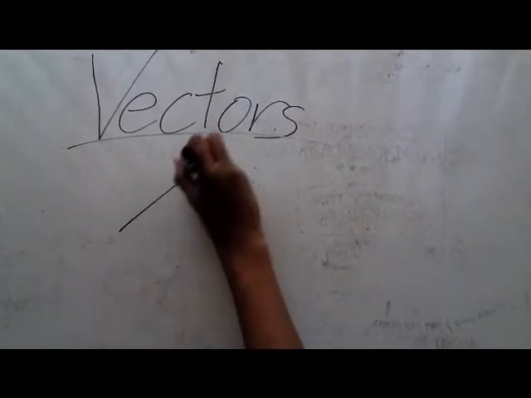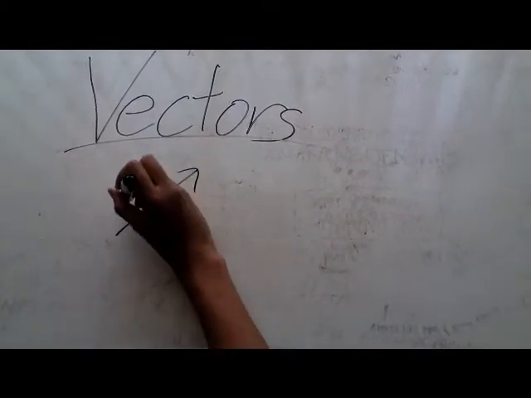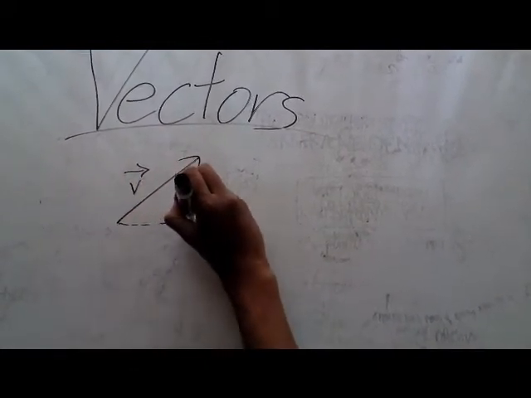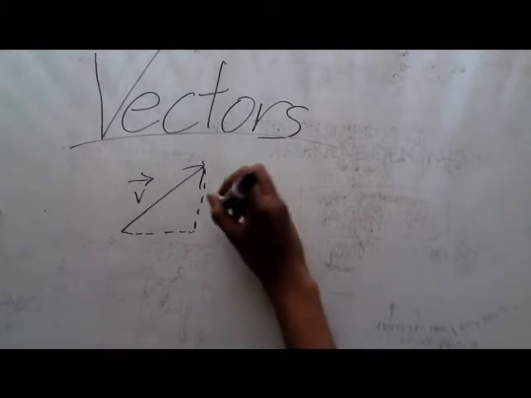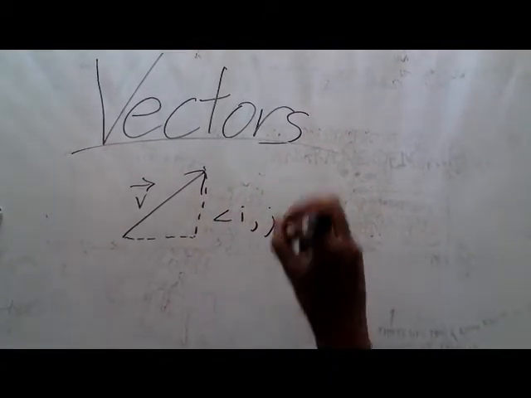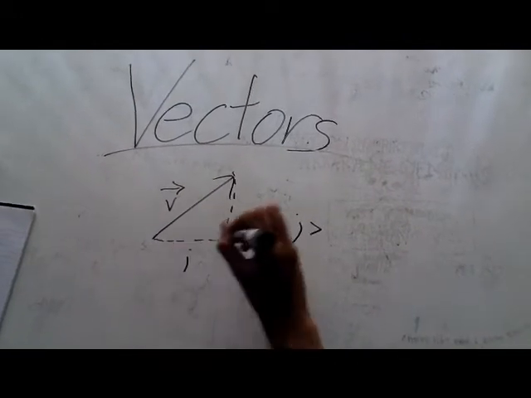Vectors can also be represented through their components. Let's take a look at vector v. It can be represented through i and j. i is the horizontal component and j is the vertical component.